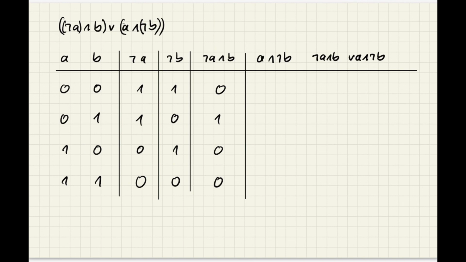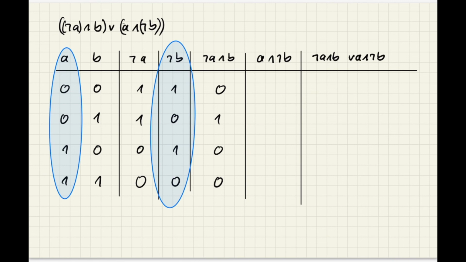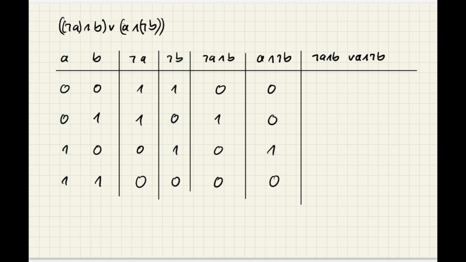Then I compute the next column. Now I look at this column and this column. And that means I have 0 and 1, that's 0. 0 and 0, that's 0. 1 and 1, that's 1. 1 and 0, that's 0. And also we are done with that column.